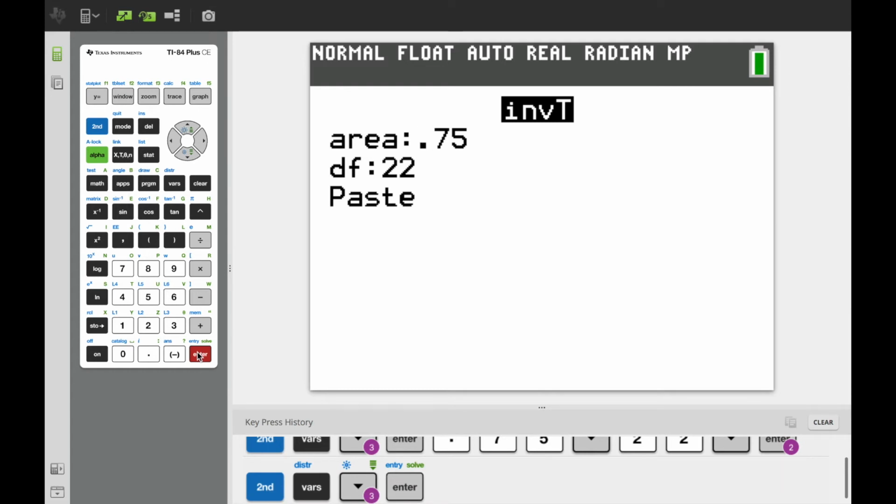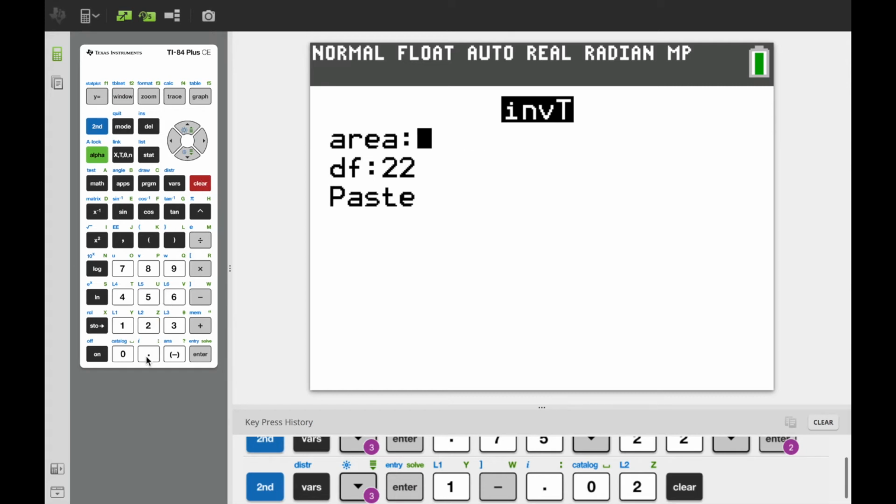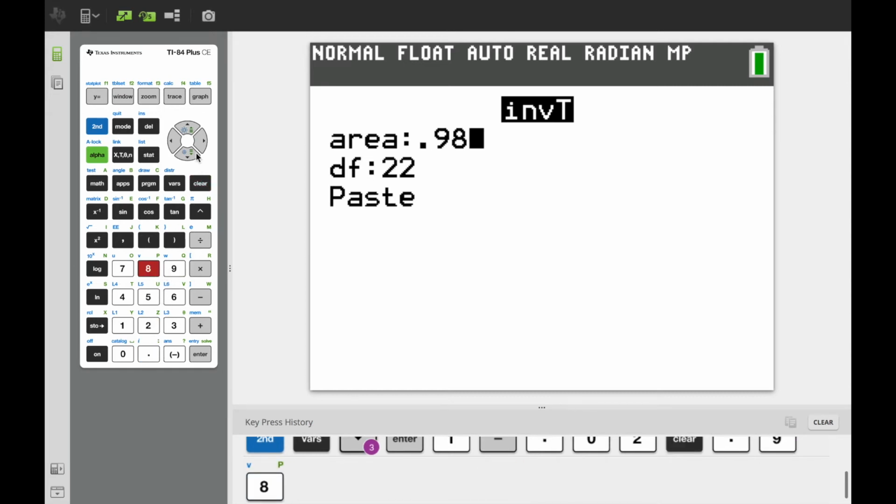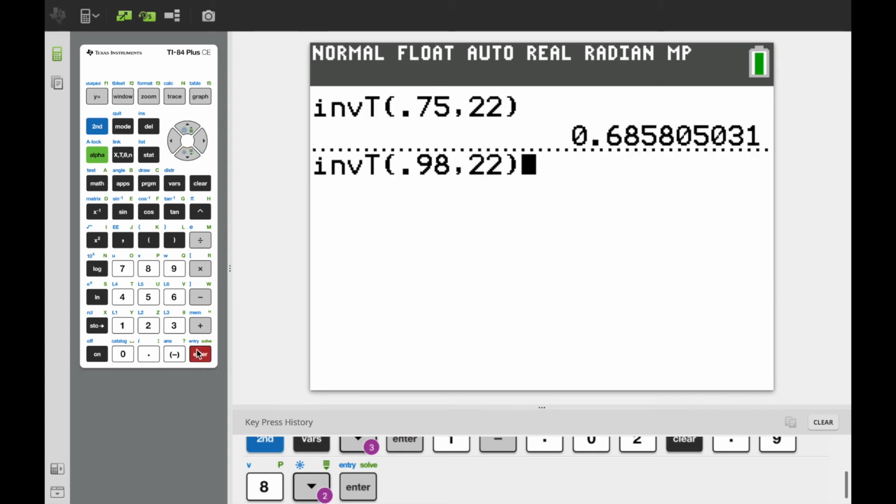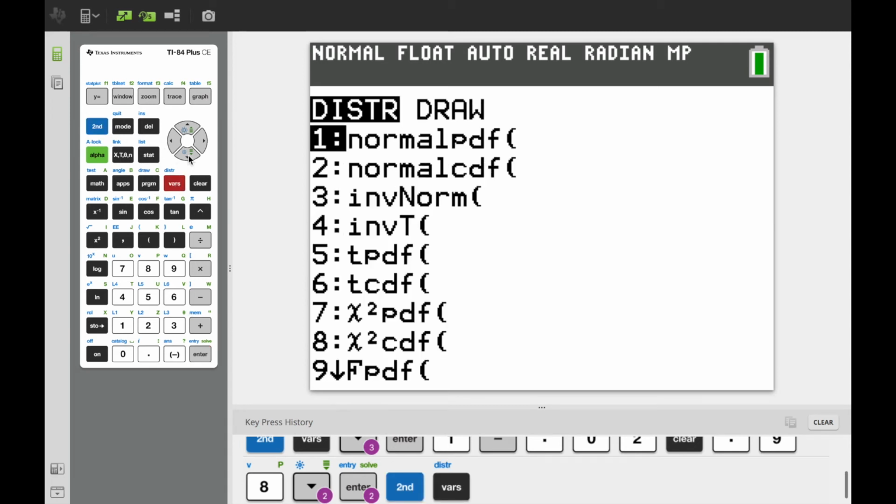In our second example, we were given a probability of 0.02. So if I take 1 minus 0.02, I recommend typing this in for some students just in case you make a common mistake, but that's actually the same as 0.98. We again have 22 degrees of freedom, so if we paste that in, you will get your t-score for this problem.